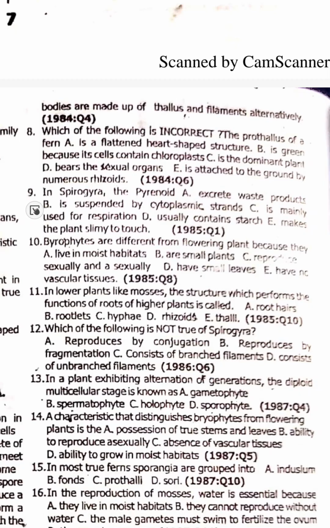Alright, next. In Spirogyra, which of the following is incorrect? In Spirogyra, the pyrenoid is used to do what? That's number 9. In Spirogyra, the pyrenoid is made of protein and is involved in starch making. Number 9, let me see the options. It usually contains starch, option D. So number 9, this pyrenoid usually contains starch.